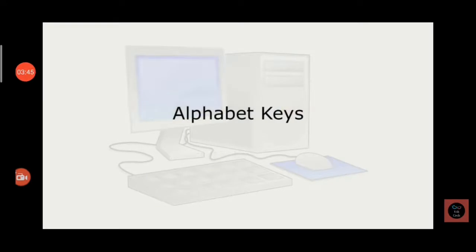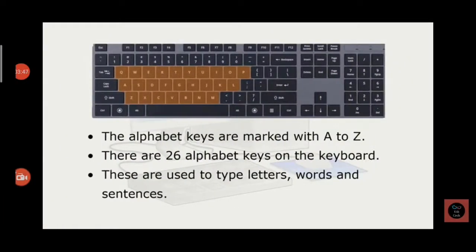Alphabet key. The alphabet keys are marked with A to Z. There are 26 alphabet keys on a keyboard. Yes, from A to Z there are 26 total alphabet keys on the keyboard. Okay, so these are used to type letters, words, and sentences. If we want to write letters, paragraphs, words, or sentences, we use alphabet keys. Okay, so this is the first type of keys.